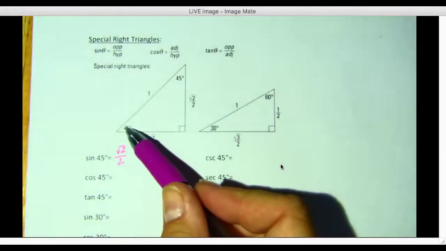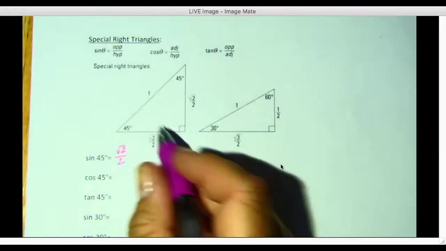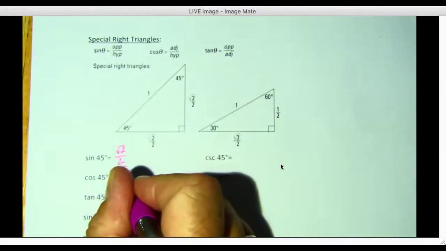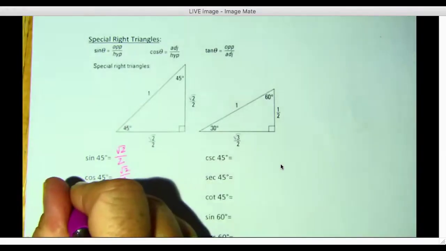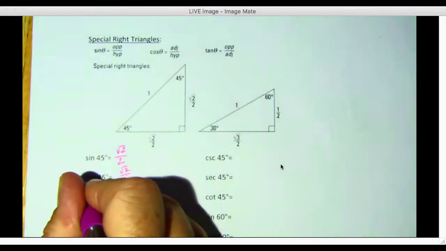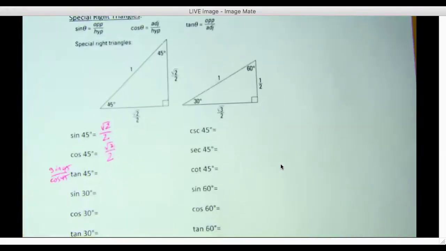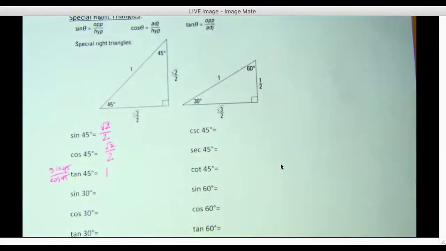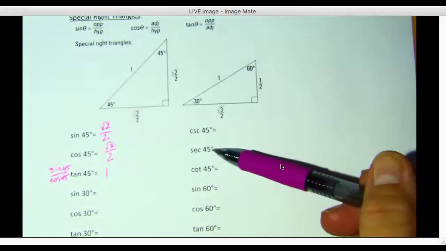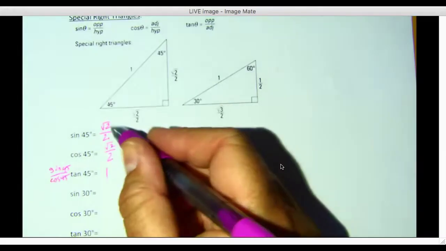Cosine of 45 degrees is adjacent over hypotenuse. So the adjacent side, root 2 over 2 divided by 1 is root 2 over 2. And tangent, remember tangent is sine of 45 over cosine of 45. And so anything over itself is going to be equal to 1. Well, the reciprocal functions, cosecant of 45, that's the reciprocal of sine.